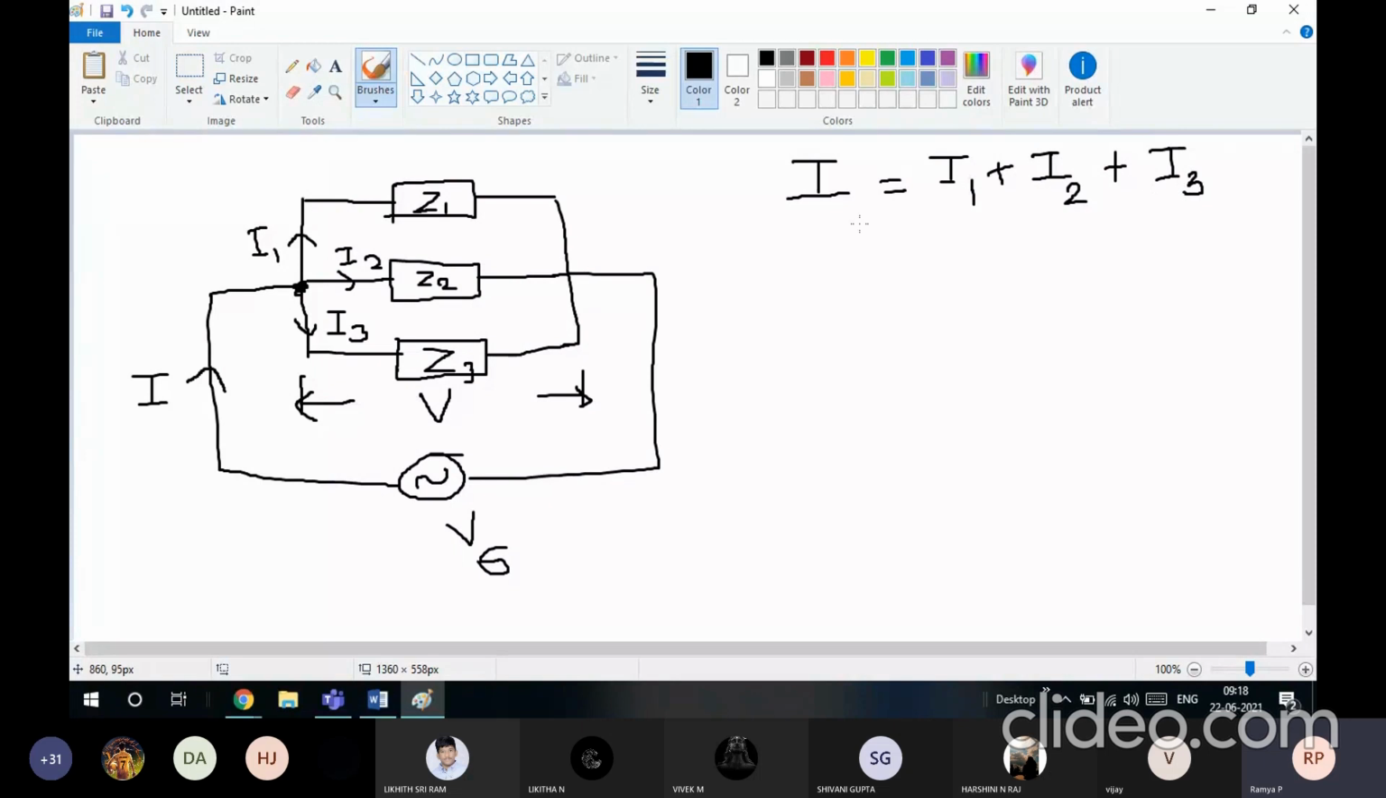Now you know what the current is. If I want to indicate the current in terms of voltage and impedance.